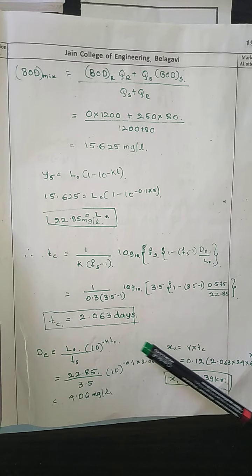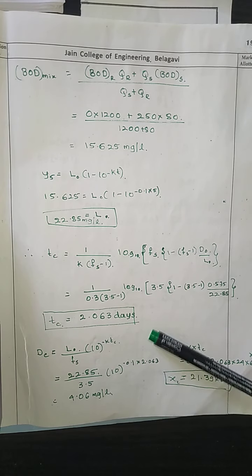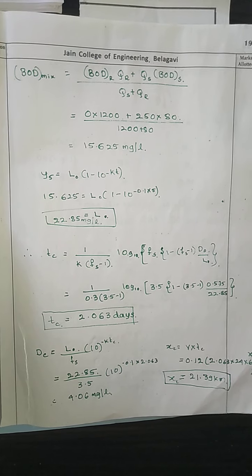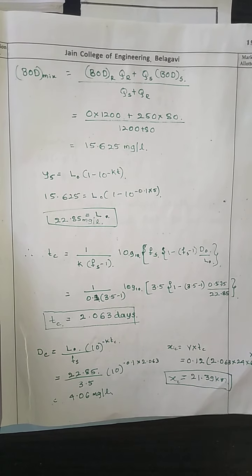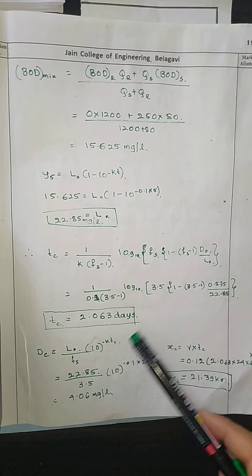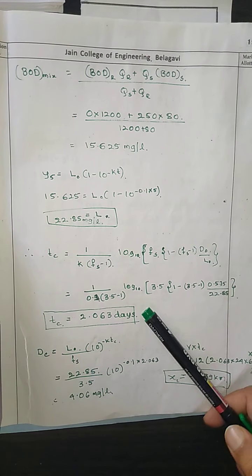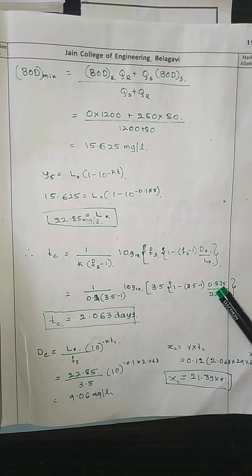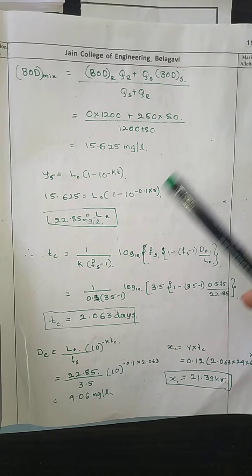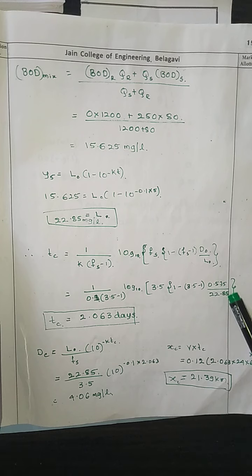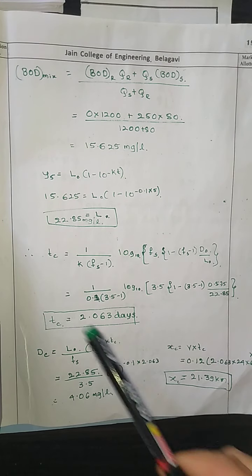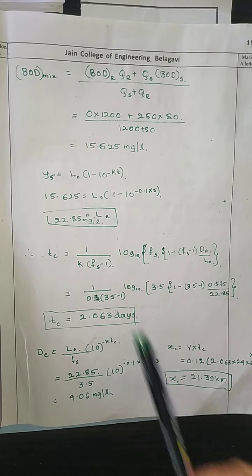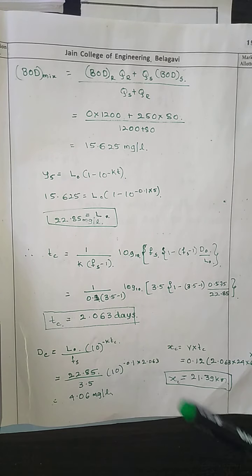Then we need to take it as 1 divided by K, 0.1, into Fs minus 1, which is 3.5 minus 1, into log 10 of Fs, 3.5, into 1 minus D naught times Fs minus 1 divided by L naught, where D naught we have calculated as 0.575, and L naught is 22.85. So we have got the time required to reach the critical oxygen deficit, that is 2.063 days.